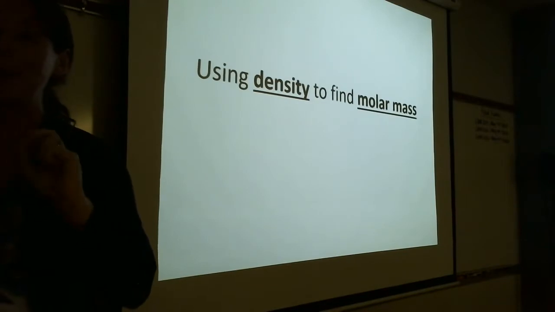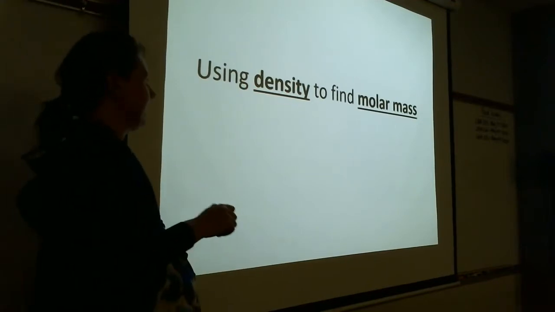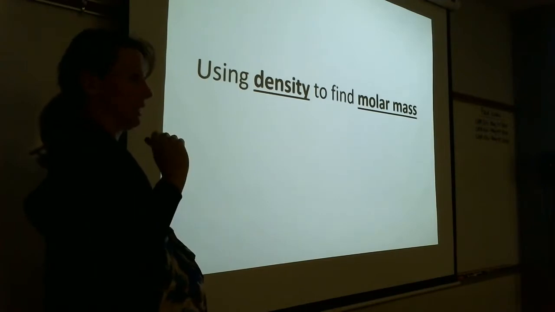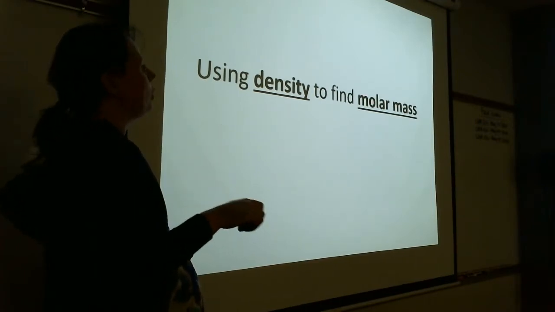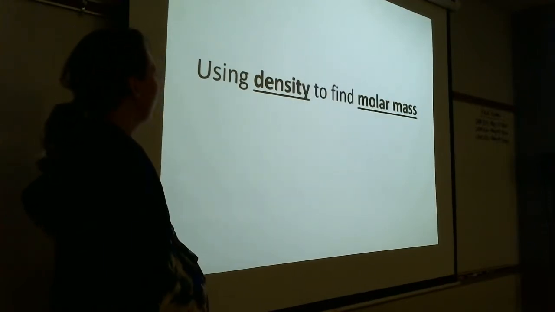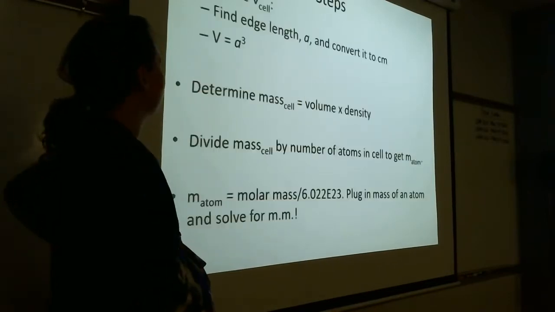So here's the last type of problem we're going to cover today. Remember I said there are 3 types. The last type is using density to find molar mass. So this time I give you the density, and I'd have to give you what cell type it is too. And then you would figure out the molar mass, which you can then obviously compare to the periodic table. If it's not a real element though, then you're just working it out.